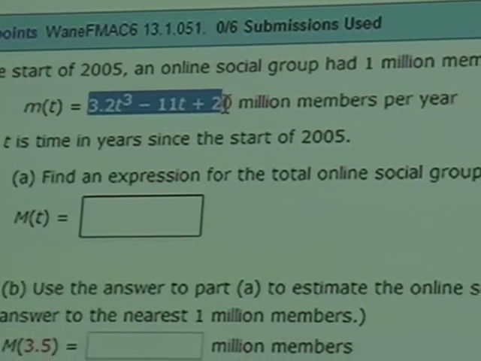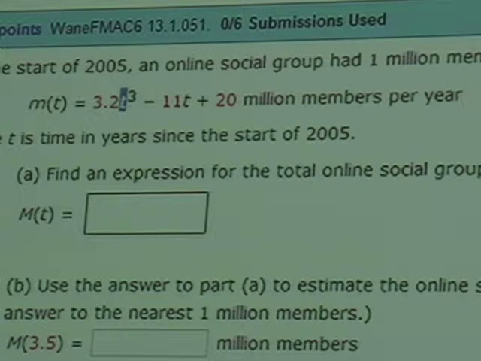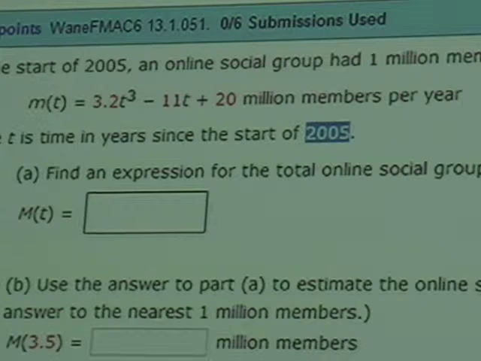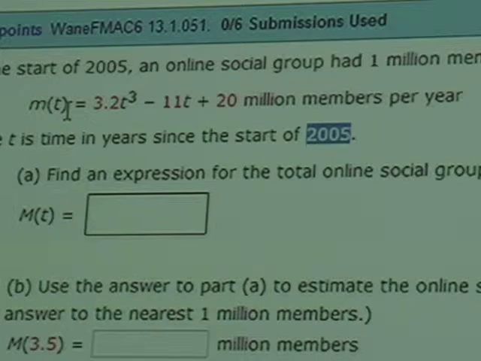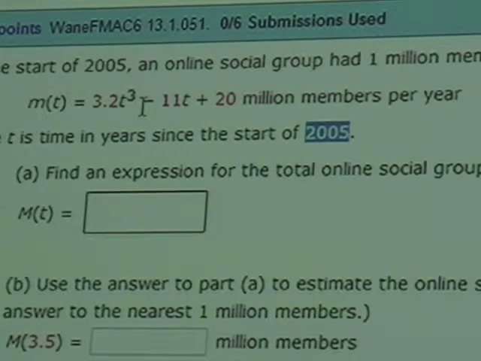So what is this telling us? In terms of t, now what does t mean? t is going from where to where? From 0 to 5. When t is 0, it means 2005. Okay, when t is 1, it means 2006. When t is 5, it means 2010. Right? Okay, everyone understand? And what is this function telling us? It tells us the new members, how many new members they're getting. Right? Everyone get it?